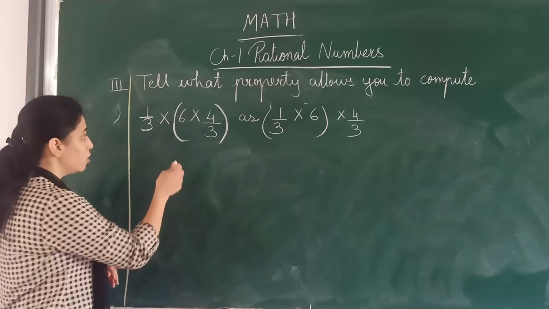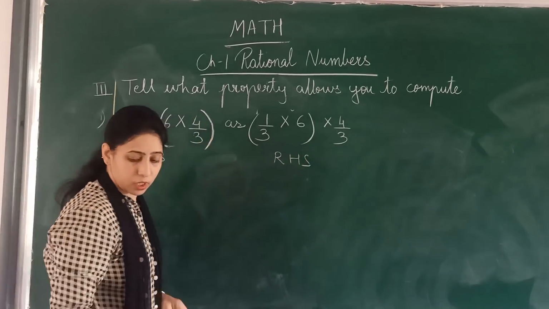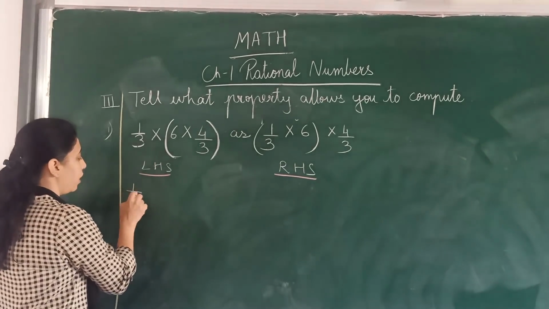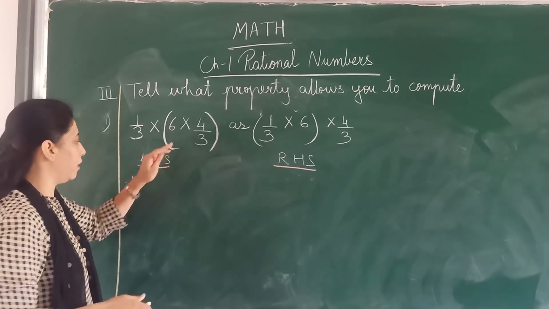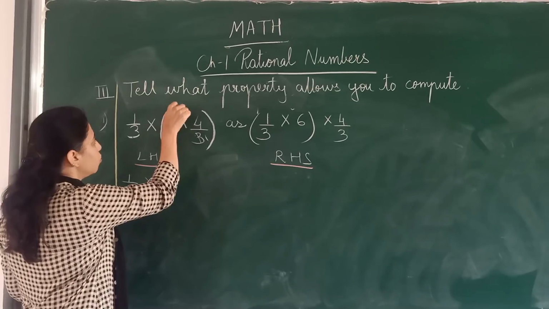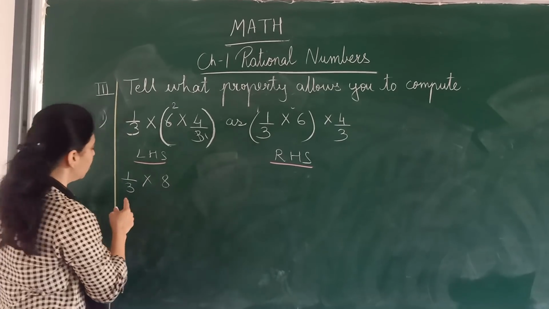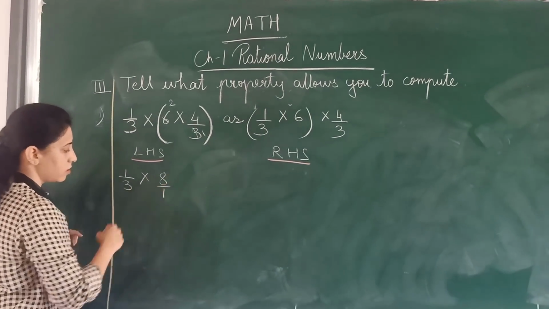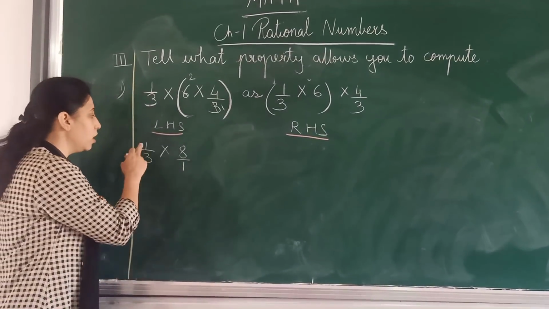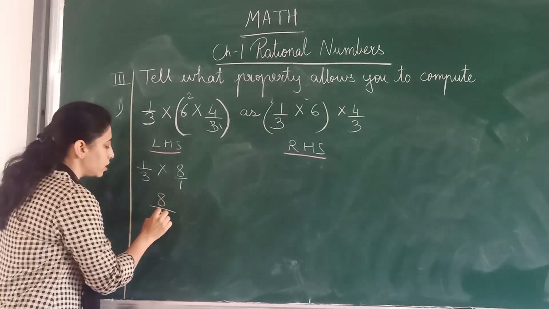But we have to prove it. So now we will take this as LHS and this as RHS. Now we'll solve. Whenever we are solving, first we have to solve the bracket. So 3 ones are 3, 3 twos are 6, so the answer is 2 into 4. 2 into 4 is 8. So now here 1 into 8, the denominator we can take as 1. Now it is multiplication of rational numbers, so numerator into numerator, denominator into denominator. So 8 ones are 8, 3 ones are 3.